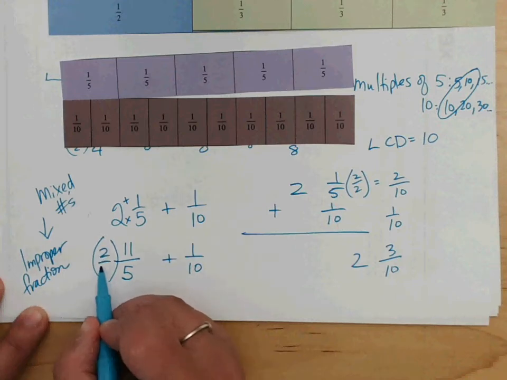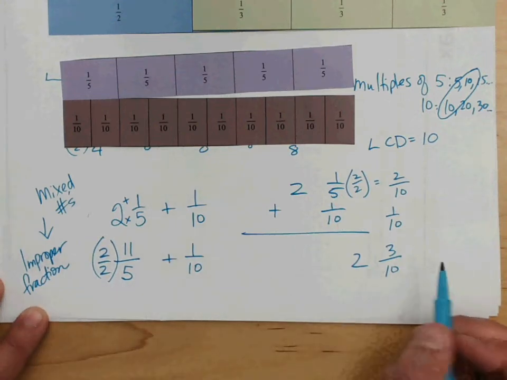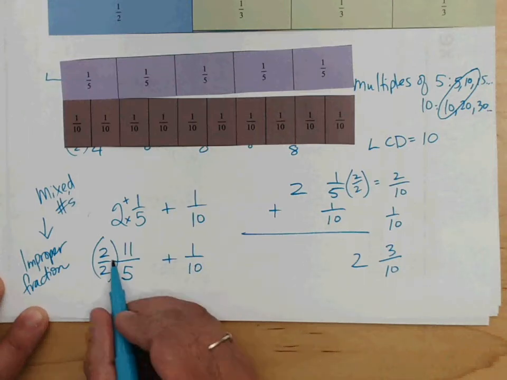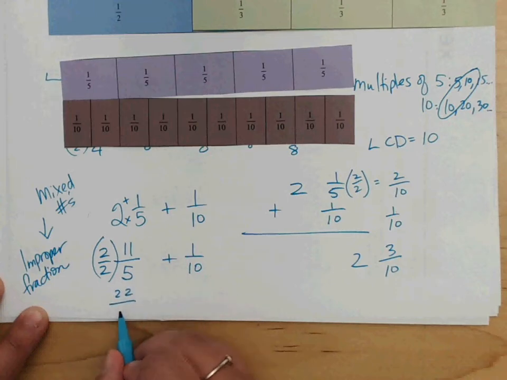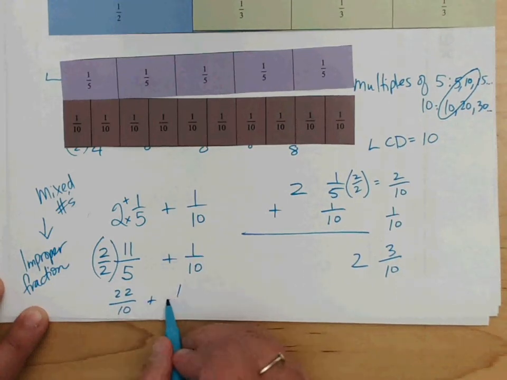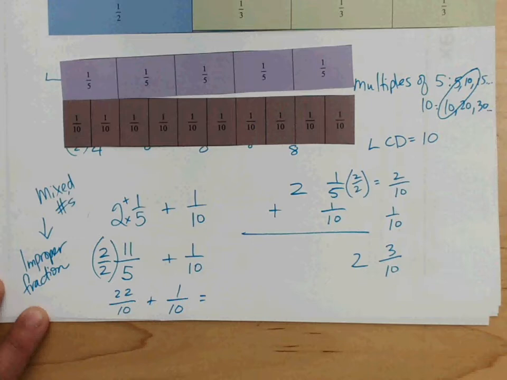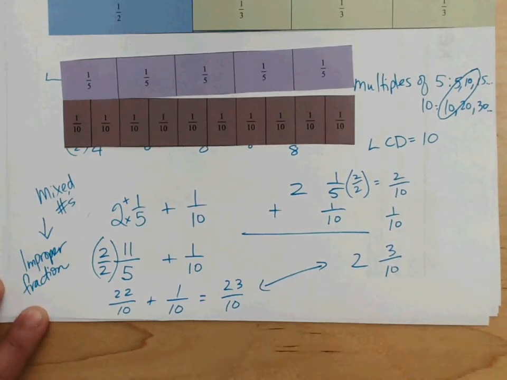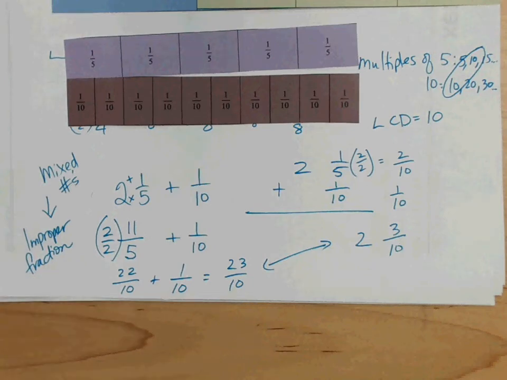2 over 2, because we want to make the 5 into a 10. We'll still multiply. 22 over 10 plus 1 over 10 is 23 over 10. Now, is that the same thing? How do you know? How do you change this back into a mixed number?